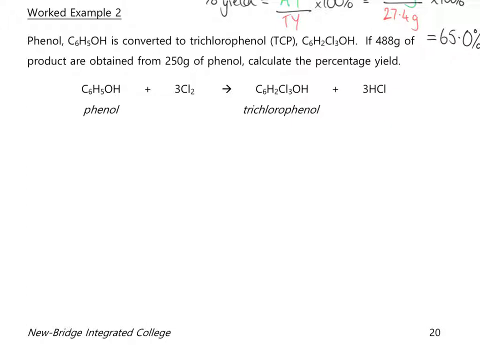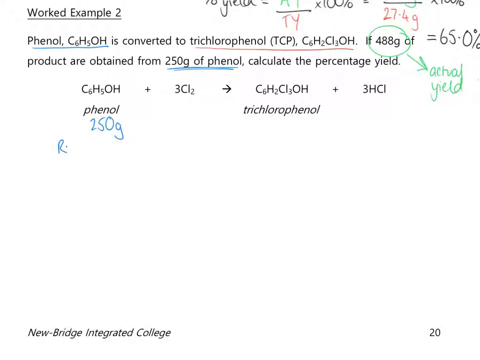So in this reaction, we are converting phenol, which is our reactant, to trichlorophenol, which is our product, and our product gives us an actual yield of 488 grams. That's our actual yield. Again, it's good to identify that at this stage. How much reactant am I starting with? Well, I've got 250 grams of phenol.